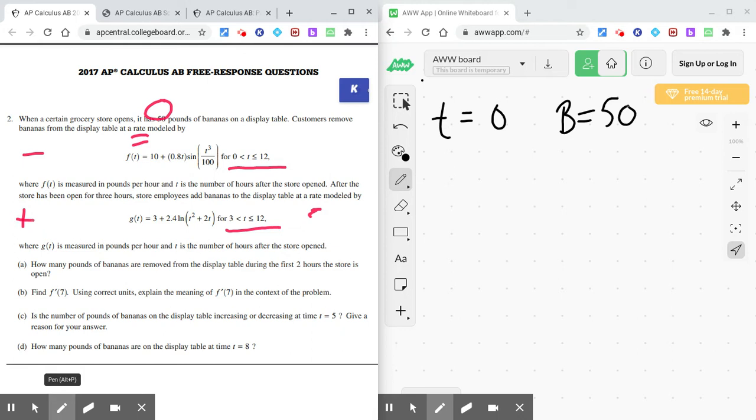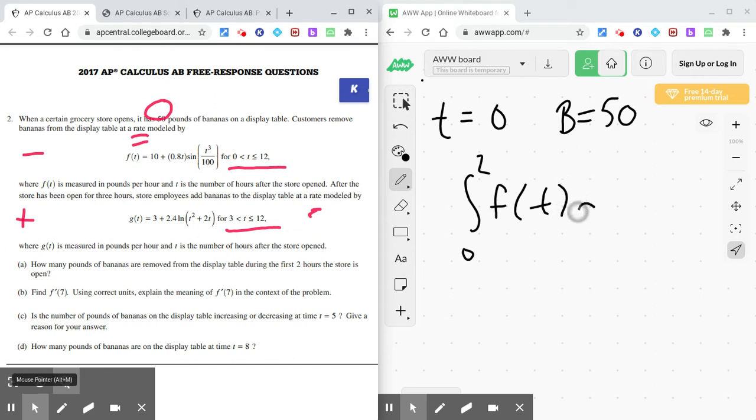So let's dive in and see what we can get to. How many pounds of bananas are removed from the display table during the first 2 hours the store is open? So I'm going to take the integral from 0 to 2 because it's the first 2 hours after the store is open, and it's just how many are removed, f of t dt. And I'm going to write it just like that on my answer sheet.